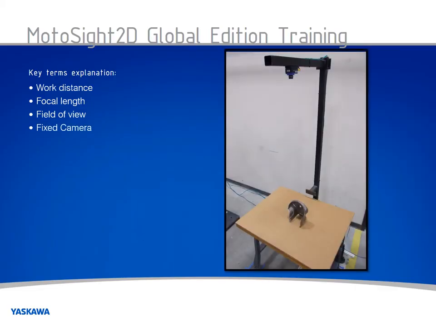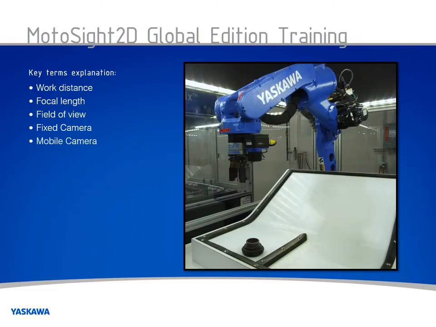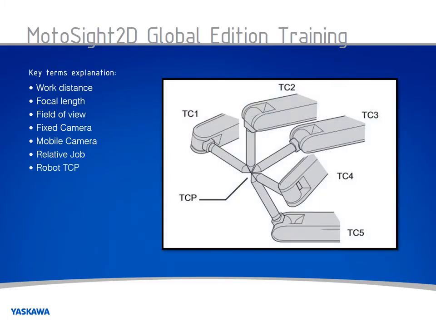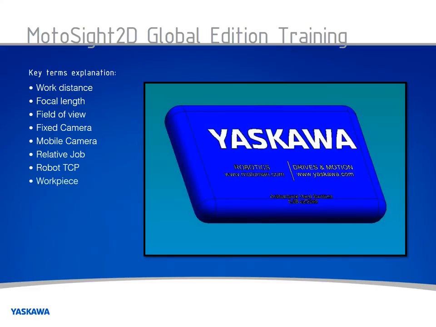Fixed camera: when the camera is mounted to a fixed post or inspections happen in the same position. Mobile camera: when the camera is mounted to the flange of the manipulator arm or end of arm tool. Relative job is a robot job where all the points are stored in a Cartesian system and are based on a predefined frame. Robot Tool Center Point, or TCP, is the point in relation to which all robot position is defined. Workpiece: target object.